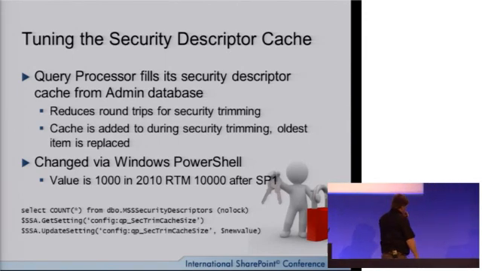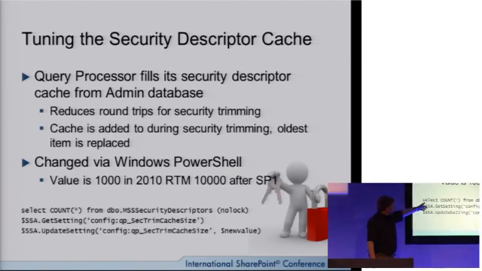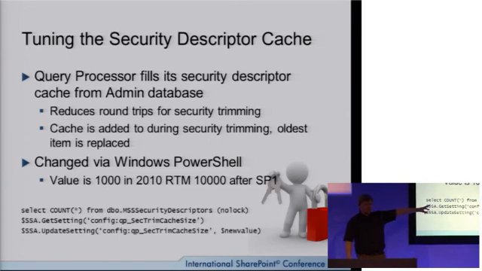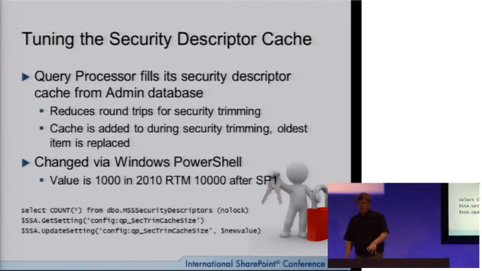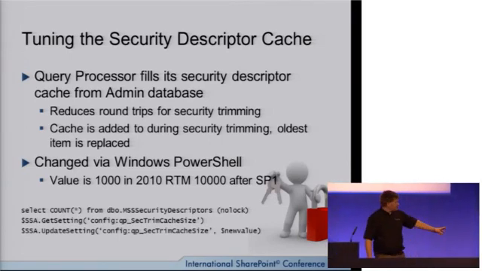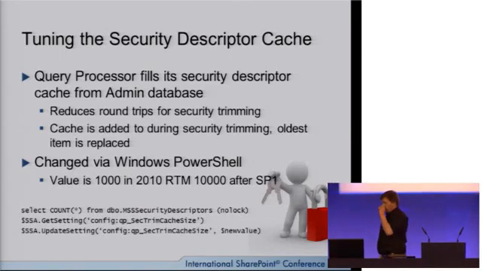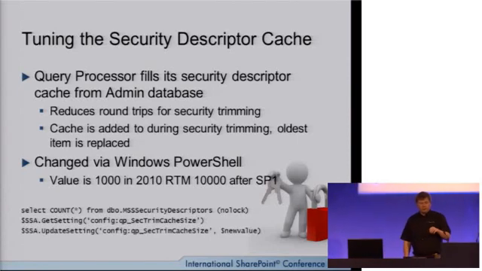To give an example, we've changed the default to 10,000 after SP1. In MSIT internally, we run our security descriptor cache with 500,000 objects in it, just to really bump it up. The memory footprint's tiny. It's like 12 bytes per ACL or something. It's really, really small, so you can get away with a lot, and it will seriously improve the query rate.